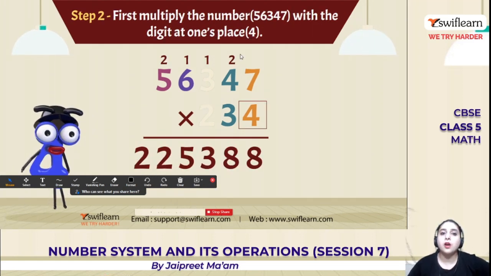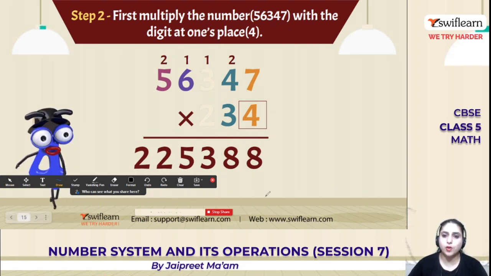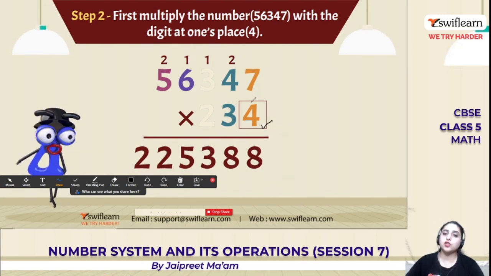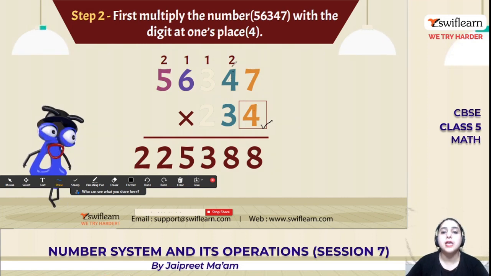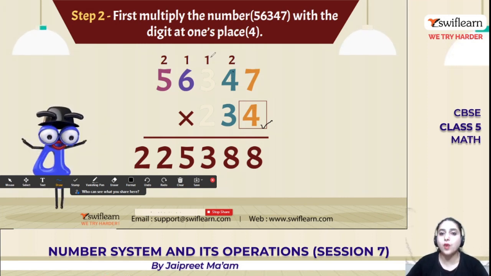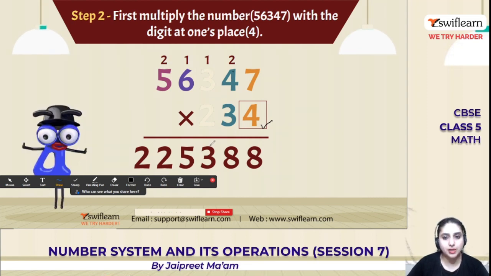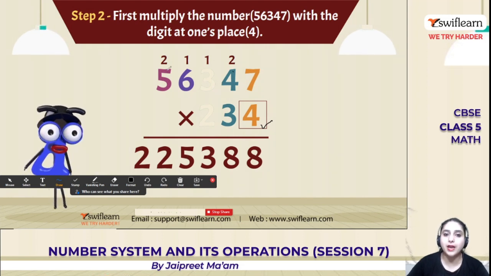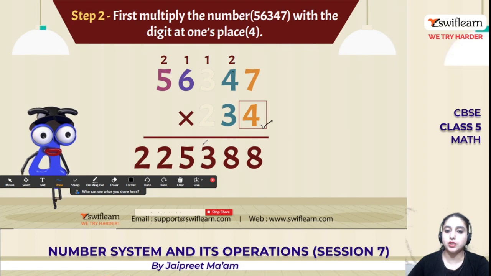Then first multiply the number with the digit at the ones place. So what's the digit at the ones place? It's 4. Perform the multiplication. 7 times 4 is 28. 2 will be carried forward. 4 times 4 is 16 plus 2 makes 18. 1 carry forward. 4 times 3 is 12 plus 1 makes 13. 4 times 6 is 24, plus 1 makes 25. And 4 times 5 is 20, so plus 2 makes 22.